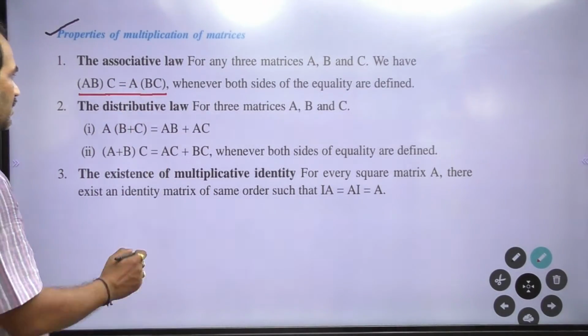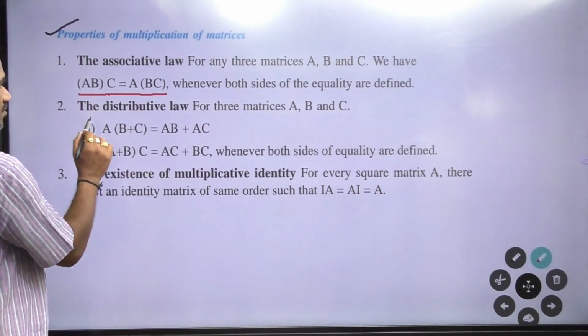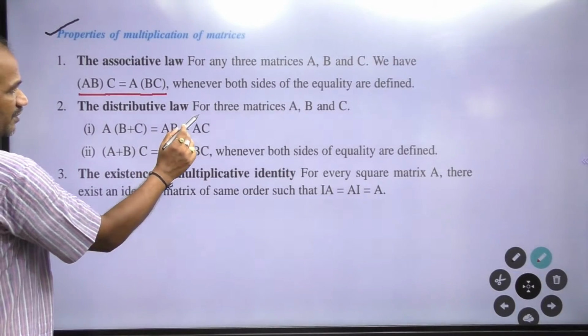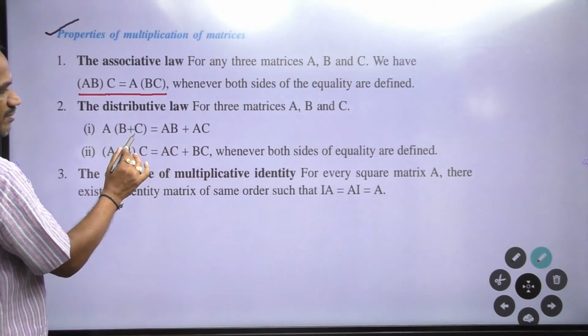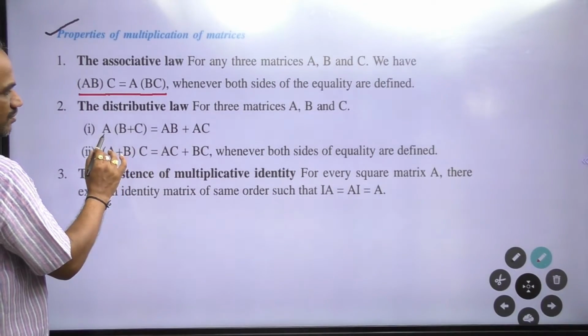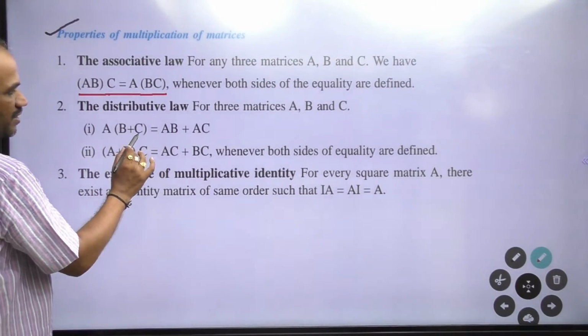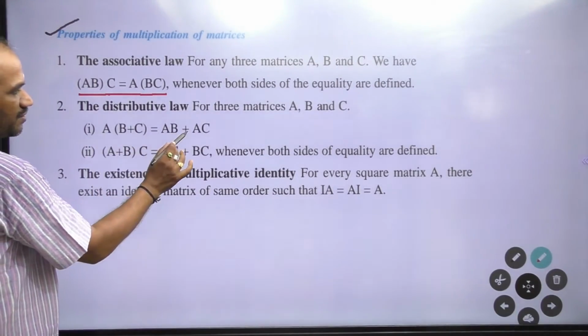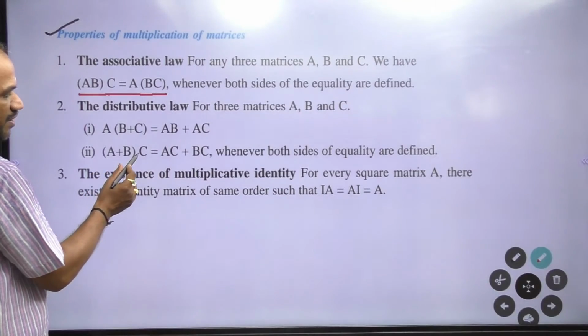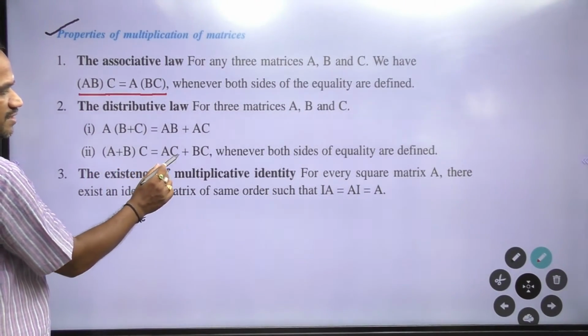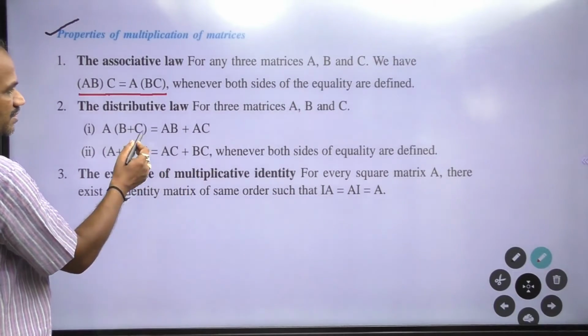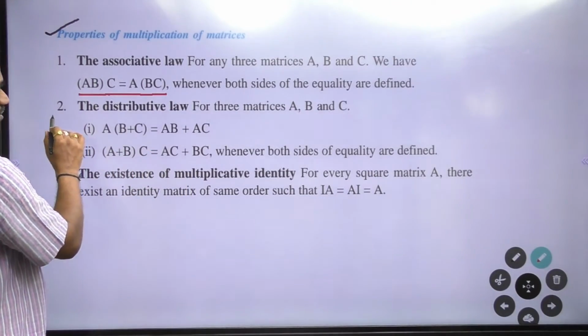Next, the second one is the distributive law. For any three matrices A, B, C, in the distributive law, A into (B plus C) is equal to AB plus AC. The second one, (A plus B) into C is equal to AC plus BC. This is the distributive law.